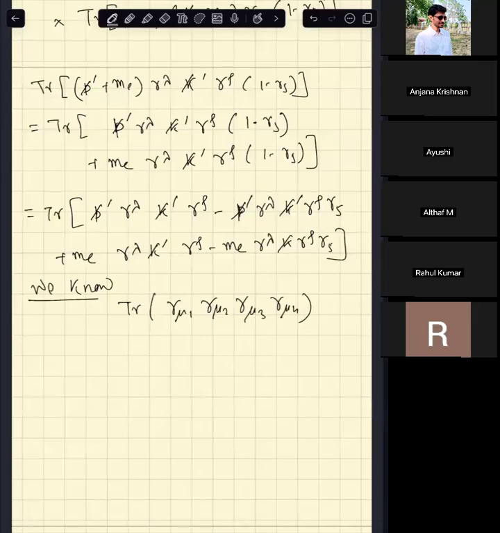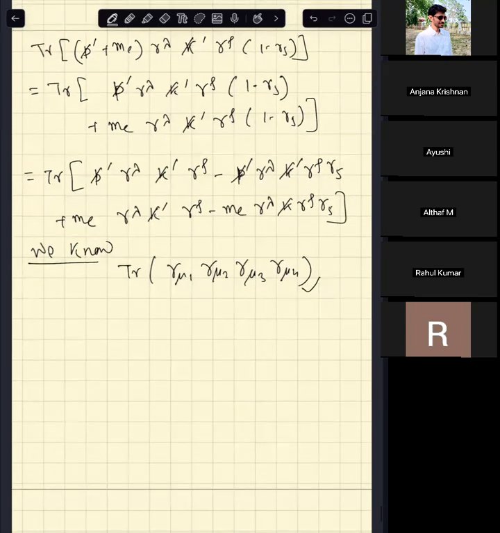We know their value. This trace we know how to compute. This formula we have discussed earlier. And then also you know the trace of gamma 5 with 4 gamma matrices will give you an epsilon mu1, mu2, mu3, mu4 kind of term. But gamma 5 with an odd number or fewer than 4 gamma matrices will be 0. Trace of an odd number of gamma matrices is 0, right? So that's why these two terms will not contribute, okay?